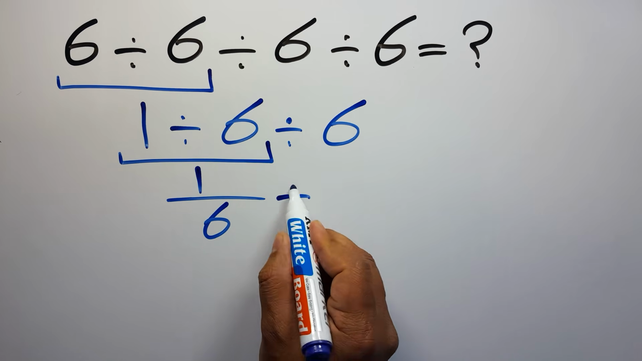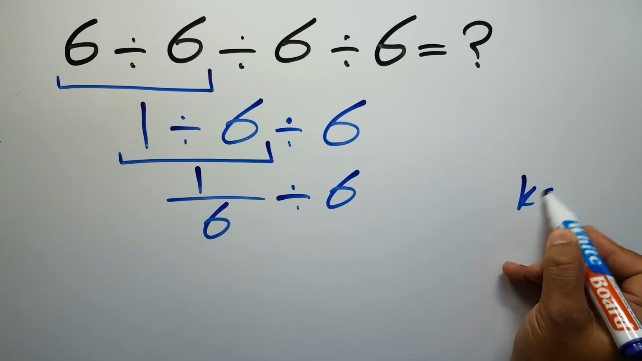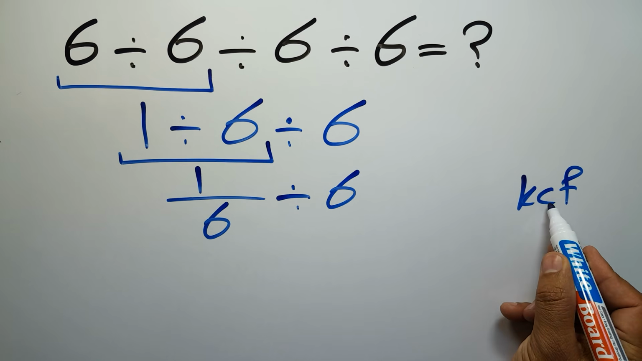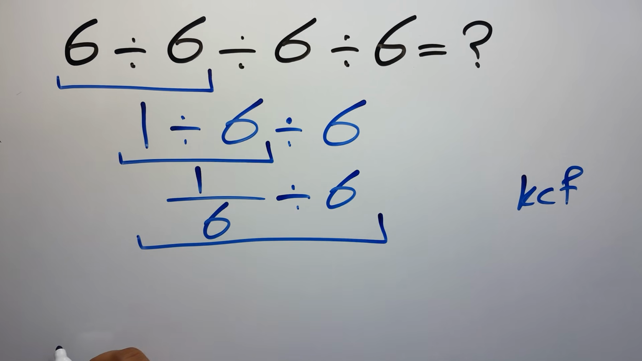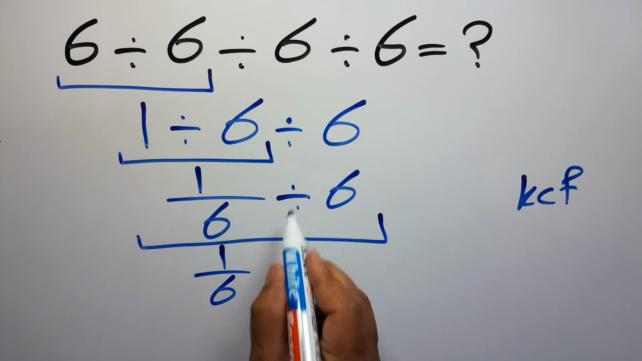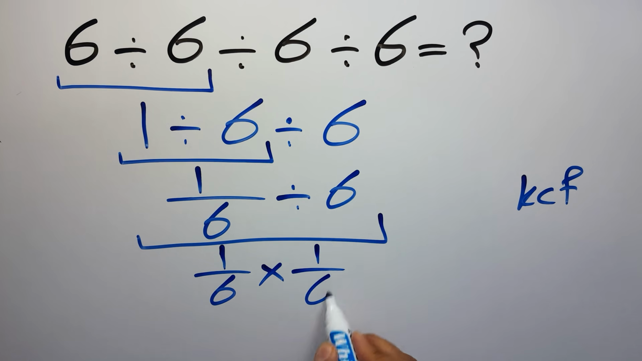Then divided by 6. Now, according to the KCF rule, K stands for keep, C stands for change, and F stands for flip. We can write: keep the first fraction, change division to multiplication, and flip the second fraction. So we have 1 over 6 times 1 over 6.